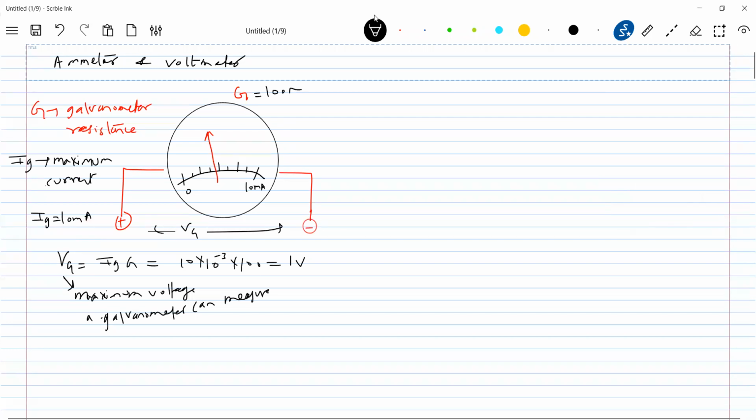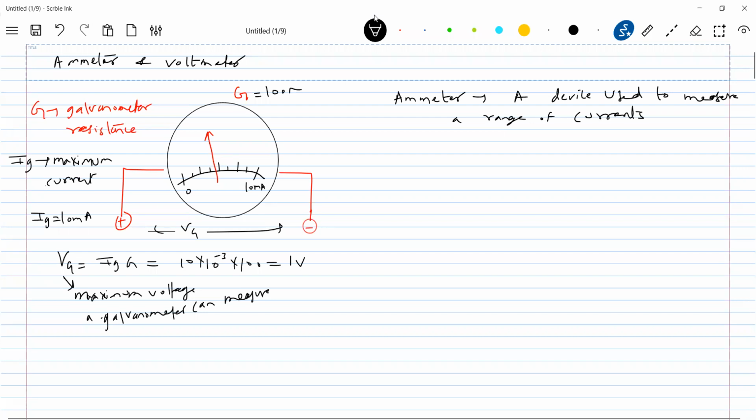A device which is specifically used to measure a range of currents is called an ammeter. So first we'll start with the ammeter, a device used to measure a range of currents. Now what is available? Only the galvanometer is available to us. The galvanometer should be modified to read larger current. But if you send current to the galvanometer more than 10 milliampere, what happens? The galvanometer will get damaged.